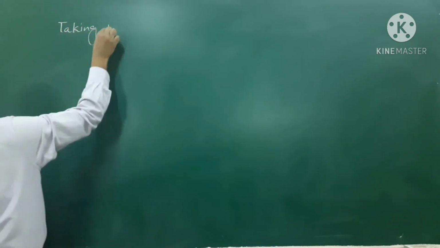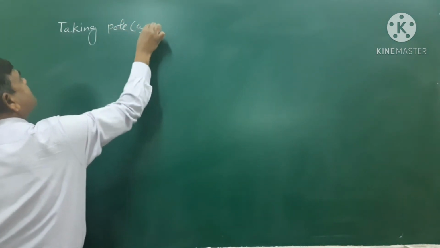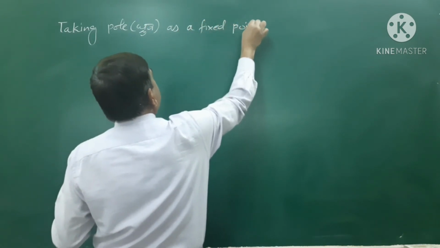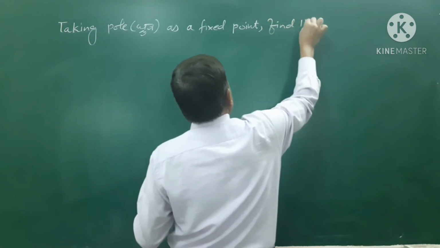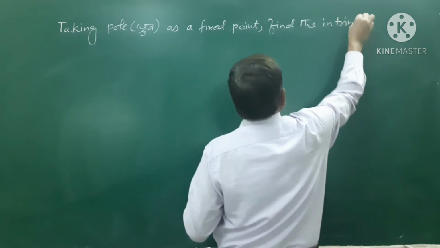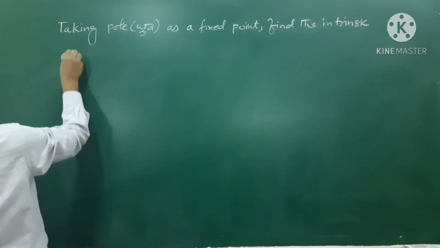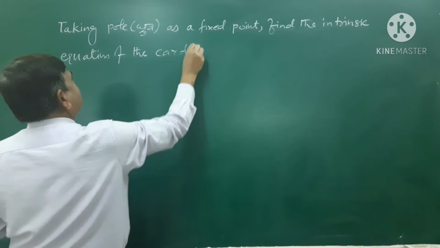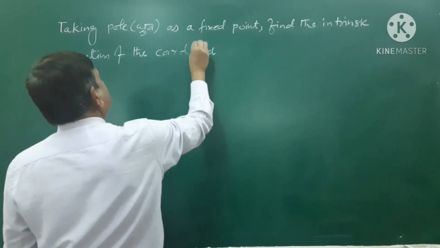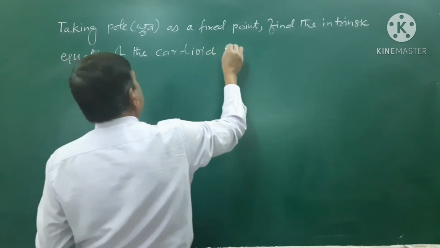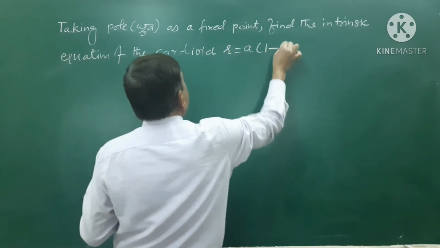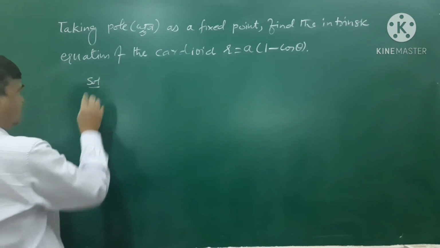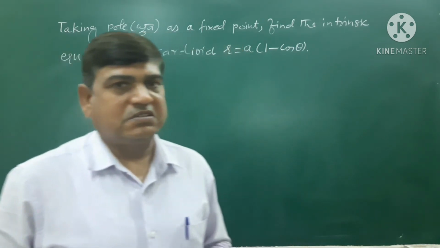Taking pole as a fixed point, find the intrinsic equation of the cardioid r equals a times 1 minus cos theta.